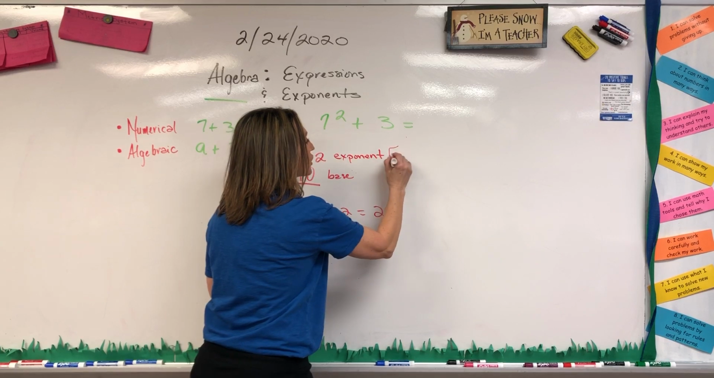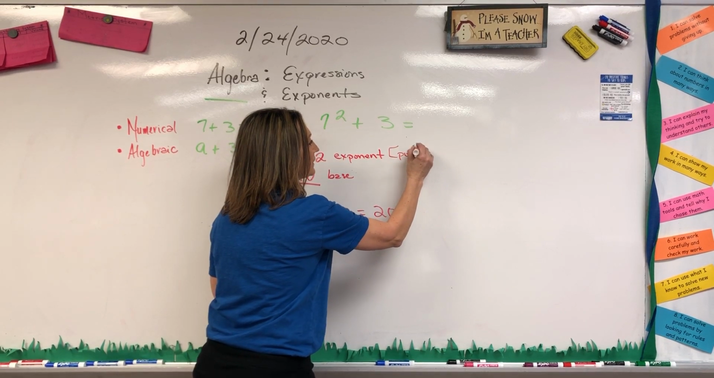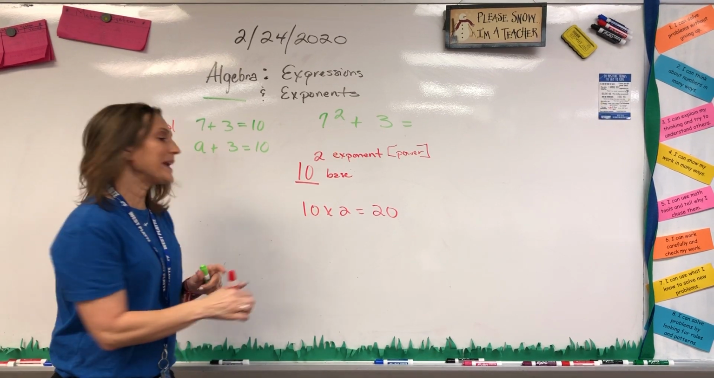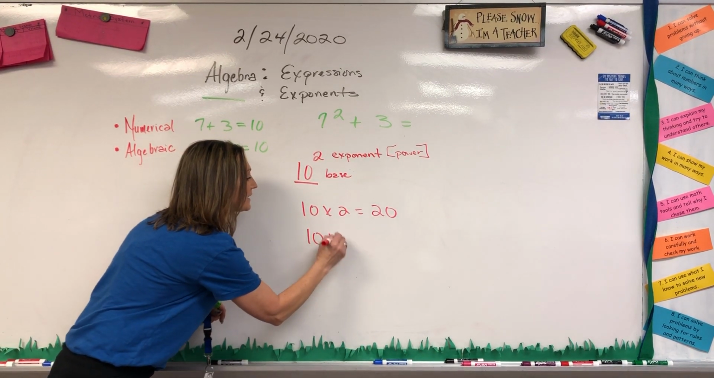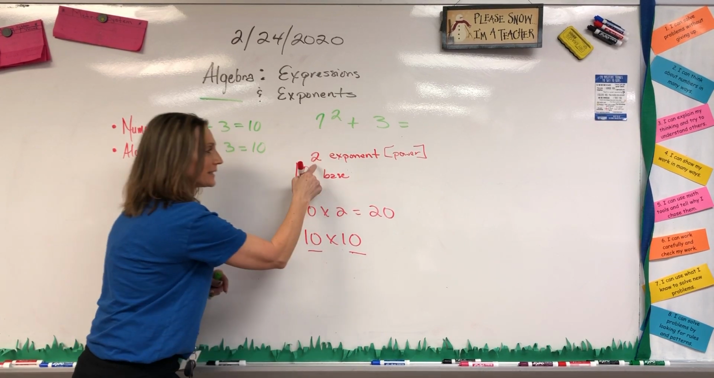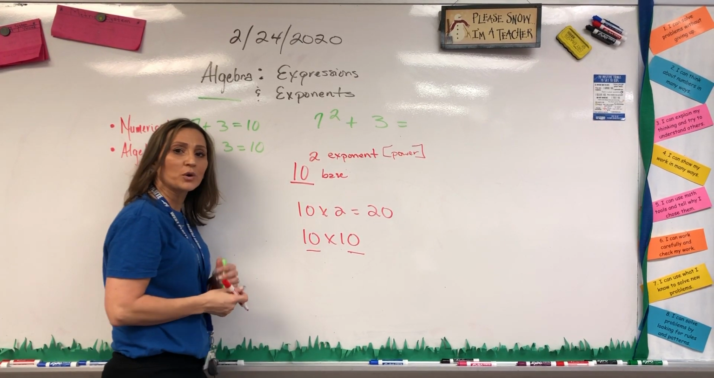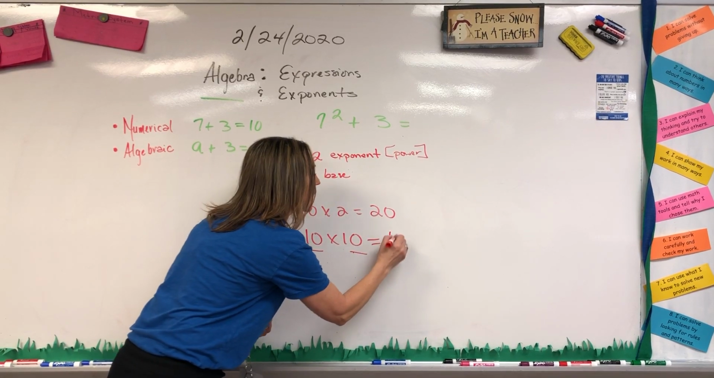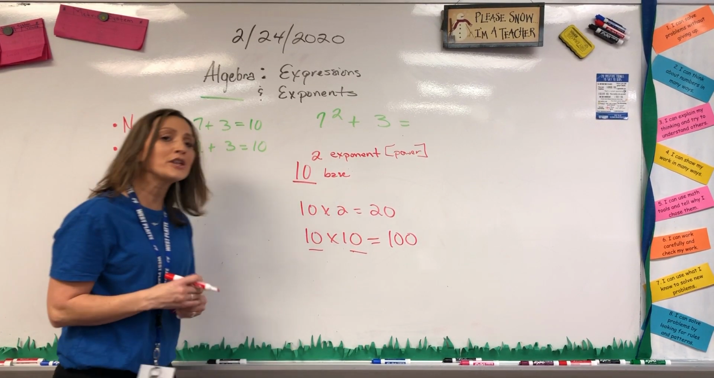Your kids will also call this a power of. So this is 10 to the power of 2. What that means is you have to take 10 times 10. Once, twice. Hence the power of 2, or the exponent of 2. And the solution to that problem is 100.